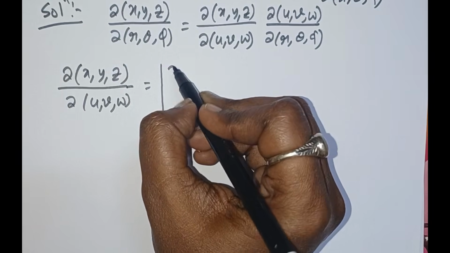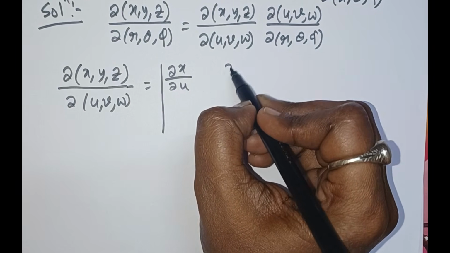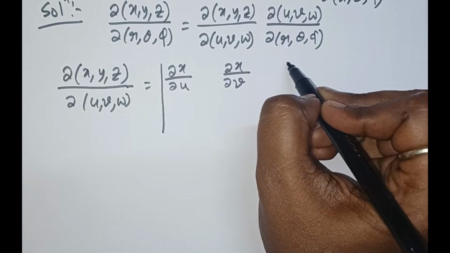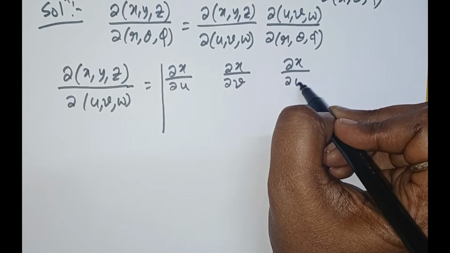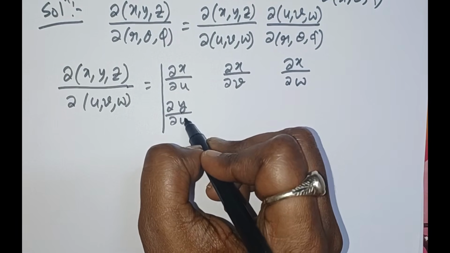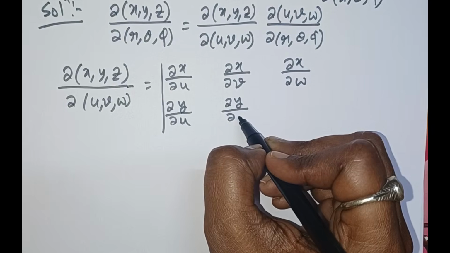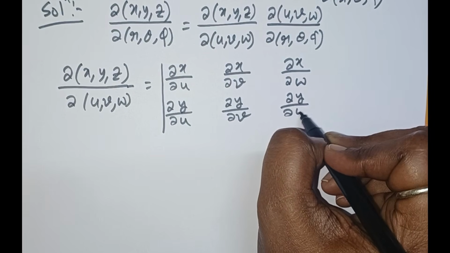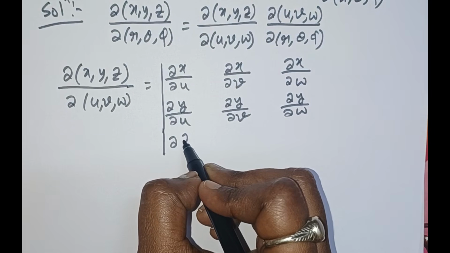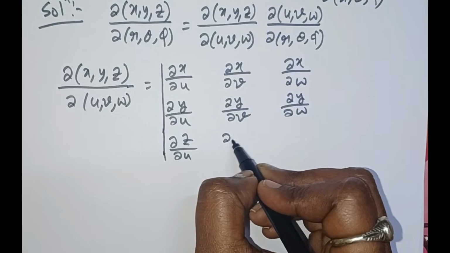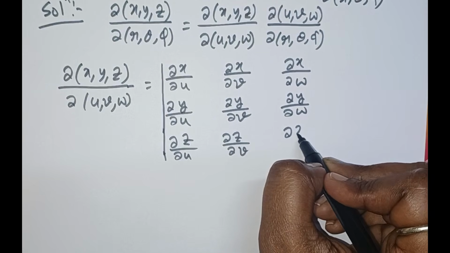which is equal to the determinant of del x del u, del x del v, del x del w, then del y del u, del y del v, del y del w, del z del u, del z del v, del z del w.